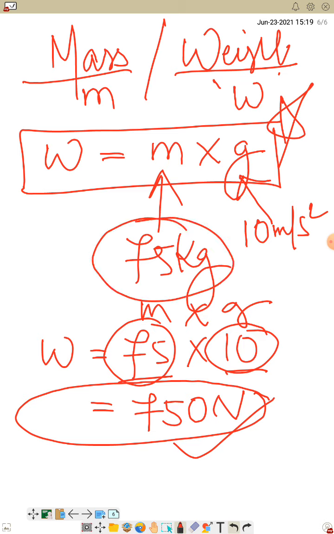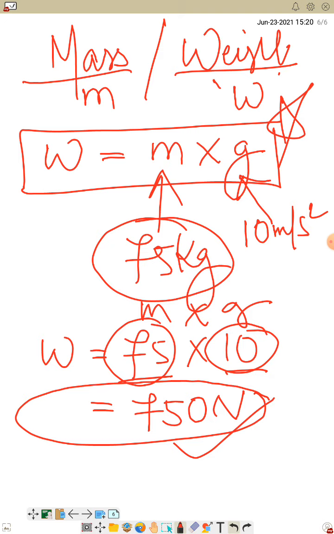So please make up your mind clear now that mass and weight are two different physical quantities. They are not similar, okay? They are totally two different physical quantities. Mass is the amount of matter contained in a body, whereas weight is the force by which earth pulls an object towards it. Mass is a scalar quantity, weight is a vector quantity. Clear? SI unit of mass is kilogram, whereas SI unit of weight is Newton. Similarly, CGS unit of mass is gram, whereas CGS unit of weight is dyne.